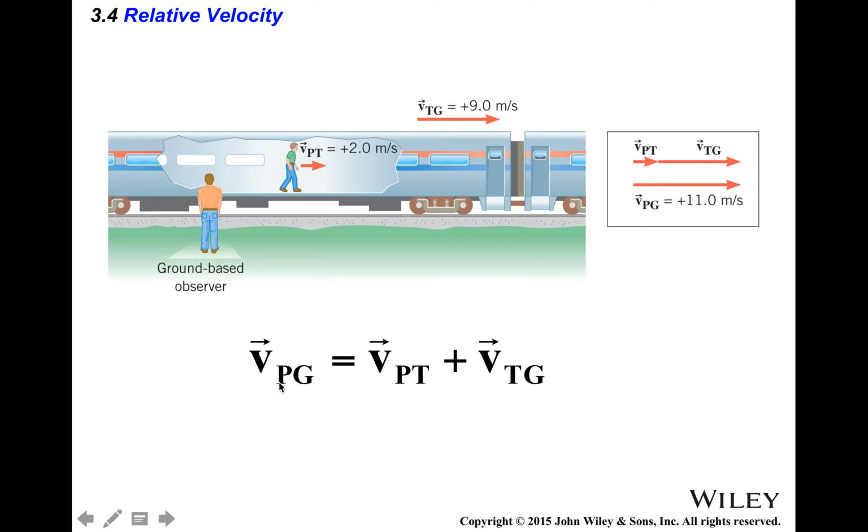So notice when we're trying to get P and G together here, the first subscript goes here, so velocity of PT plus velocity of the train to the ground. The second subscript goes with the second one, and we get 11 meters per second. Pretty straightforward if it's in a straight line. Okay. Now, here's the question though.